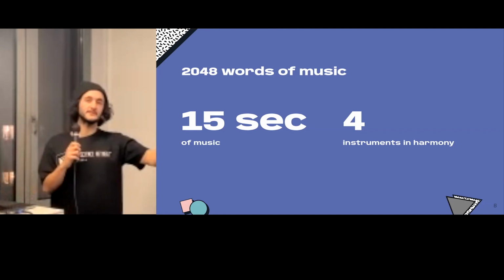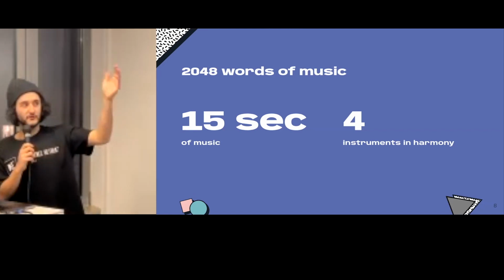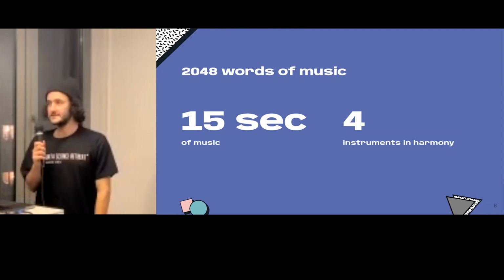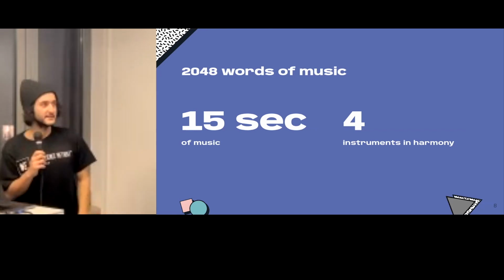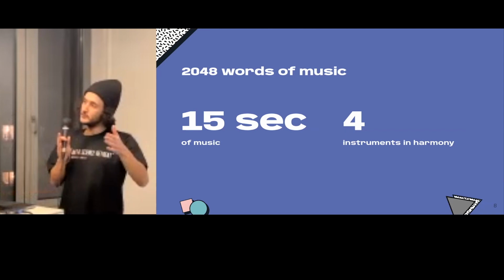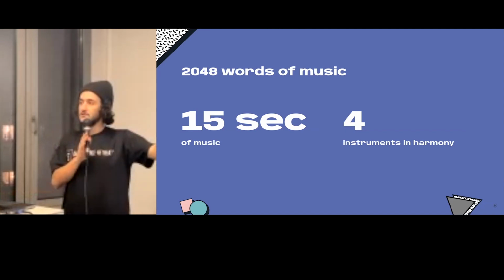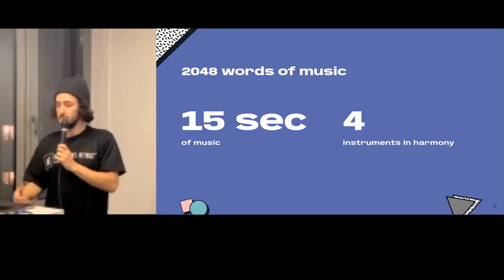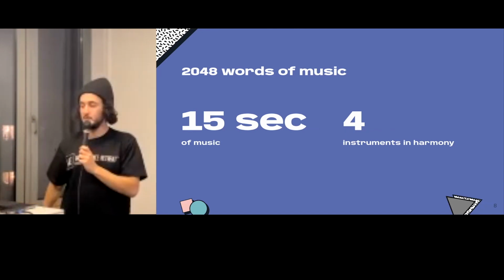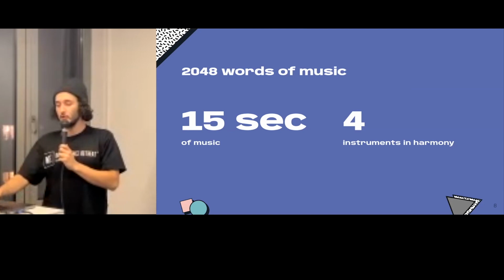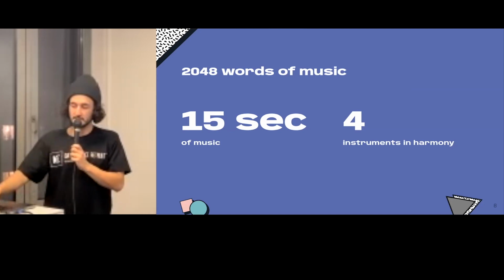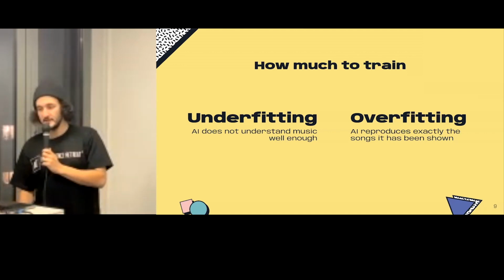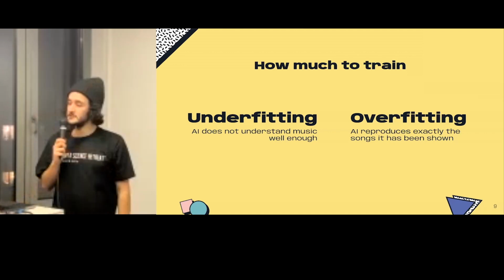In this case, it means 15 seconds of music and 4 instruments playing together at the same time. And since this attention window is not sequential in a song, it moves roughly second by second within a song. The AI can still learn the song structure very well. Although longer sequences would have been better, it would require much longer and more expensive training, so we stick with 2048. And ultimately, how much the AI is trained with these chunks of words determines its musical ability.